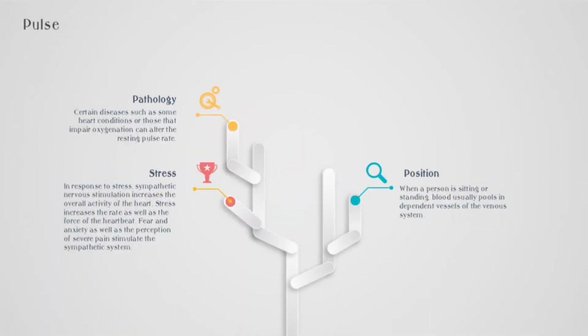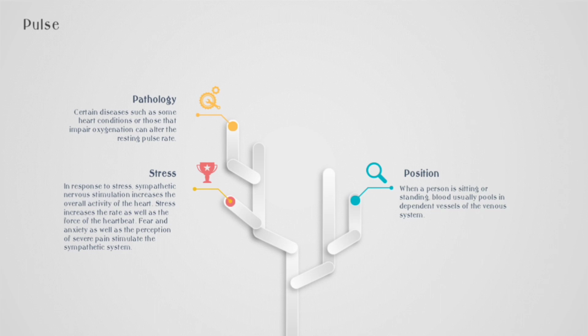Stress. In response to stress, the sympathetic nervous system stimulates the overall activity of the heart. Stress increases the rate as well as the force of the heartbeat. Fear, anxiety, as well as acute pain stimulate the sympathetic nervous system.